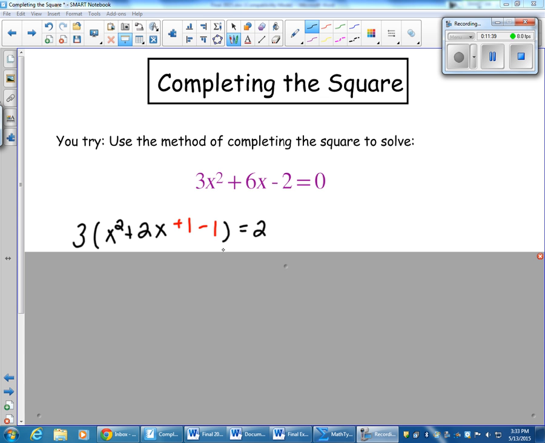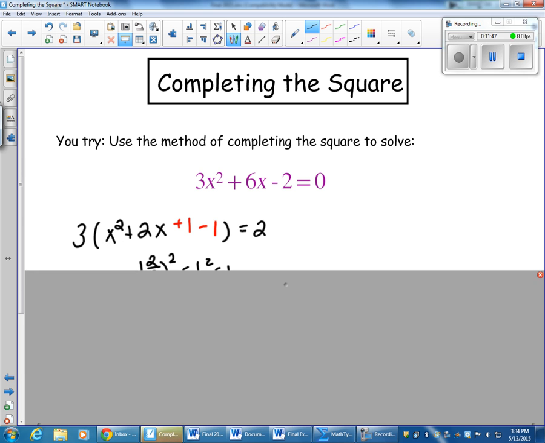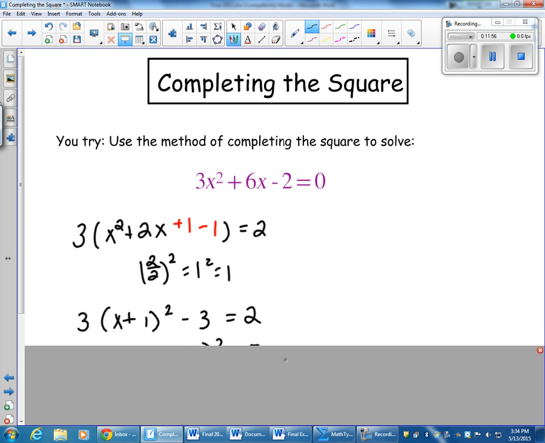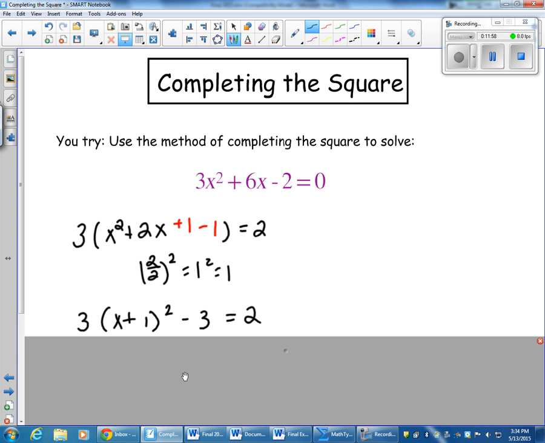Okay, so I moved the 2 to the right-hand side, factored out the 3 of the first 2 terms, took my b term, divided by 2 and squared it, got 1, added it and subtracted it, distributed the 3 to just the negative 1. I also factored this at the same time. You should probably have more steps, especially when you're first starting.